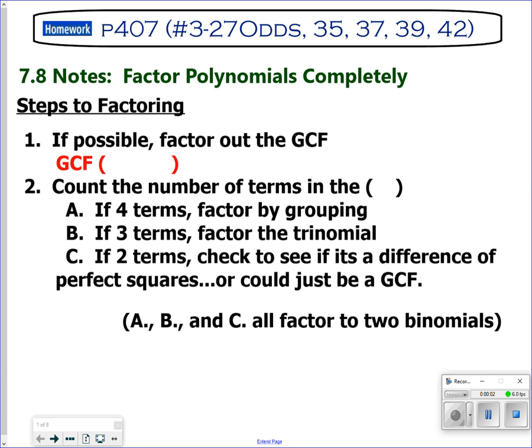All right, welcome back. Hononegah, Algebra 1, 7.8, factoring polynomials completely. And so that is going to be the key phrase. When you see that in your directions, it means look out for things, meaning steps you should do when you're trying to look to factors.